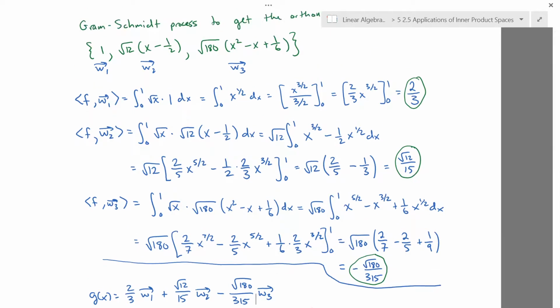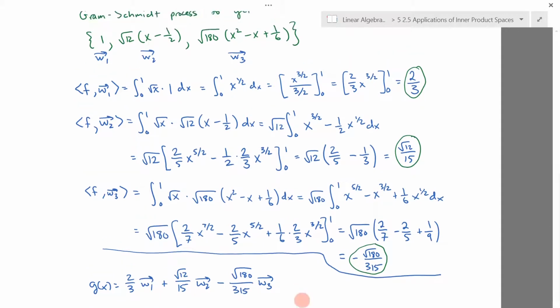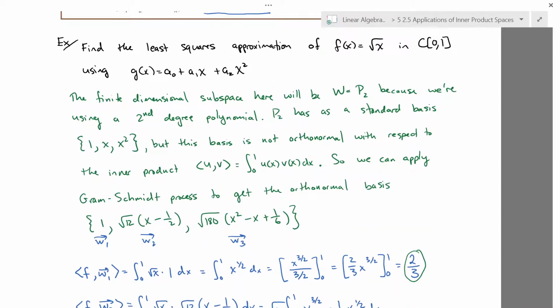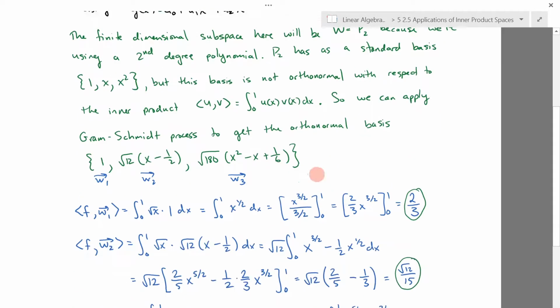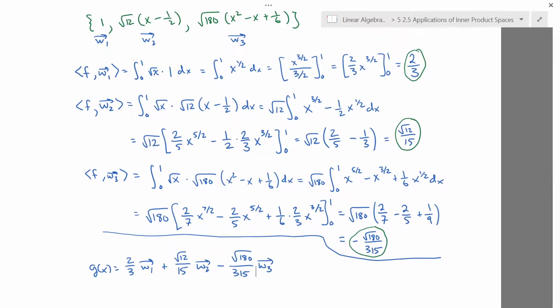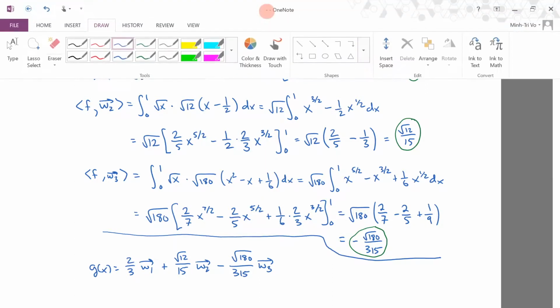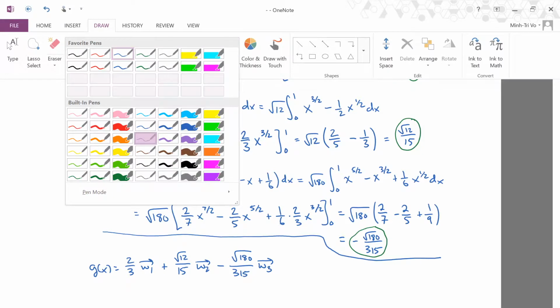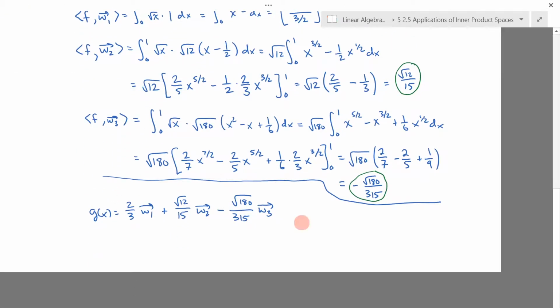Okay, so this is in terms of the orthonormal basis, but if I wanted to know what g is in terms of x squared and x and 1, I need to plug in the orthonormal vectors into this and expand it out. Okay, so I've run out of space here, so we continue on to the next page.